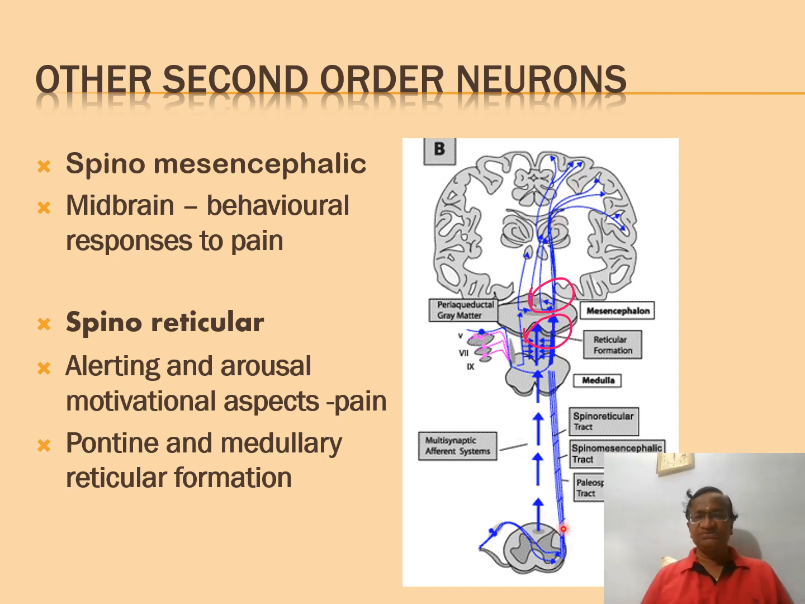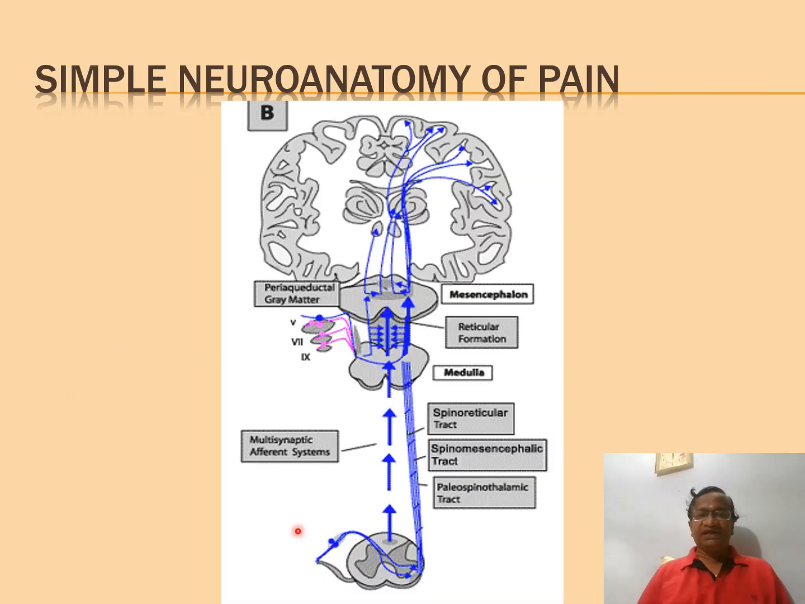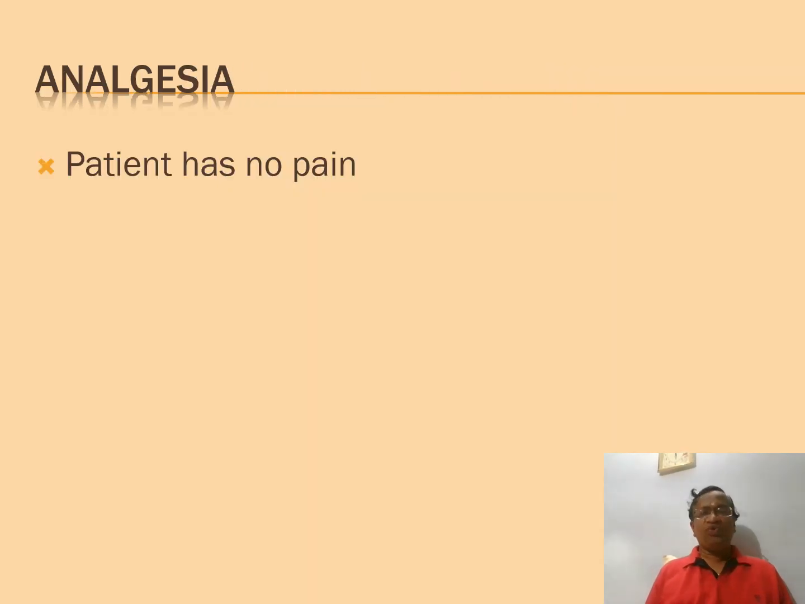But it is not the only thing. Sometimes we can have the spino-mesencephalic pathway to the midbrain, which mediates behavioral responses to pain. The spino-reticular system goes to the reticular formation, with motivational aspects. All these things are also there. So from the dorsal horn, first order neurons, lateral spinothalamic tract, thalamus, and the cortex. Also, we have spino-reticular and spino-mesencephalic pathways. Again, this is the pathway of first order, second order, and third order neurons. This is the basic anatomy of pain.